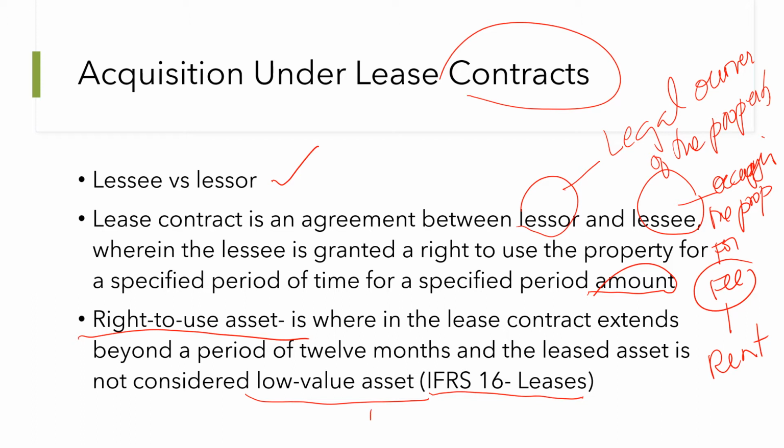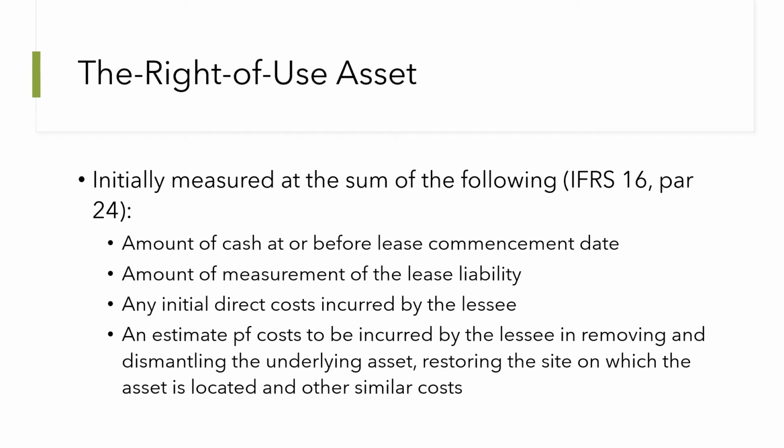If that is the case, if it is a high value asset, this will be recognized as part of your property, plant, and equipment. Therefore, you're going to relate IFRS 16 with IAS 16 for the PPE. Okay, so if the lease contract will qualify as a right-of-use asset, according to IFRS 16, paragraph 24, the initial measure of the lease asset is the sum of the following.